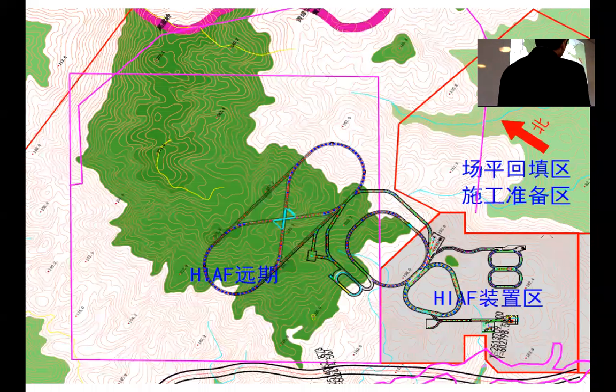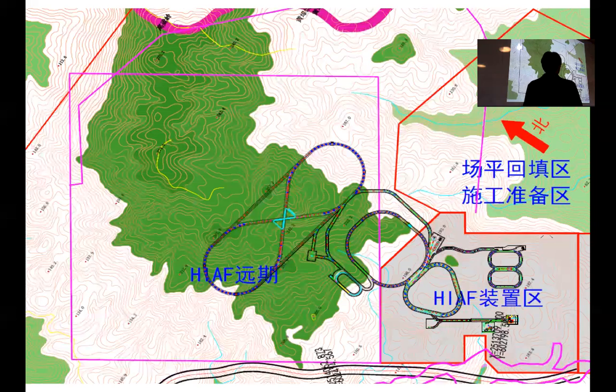Okay, so this is where actually the site, how it looks like. This part is where the HIAF design is finished, and now construction starts. And so we talk about first having this part, and then the second EIC will be further away, to add another figure 8.